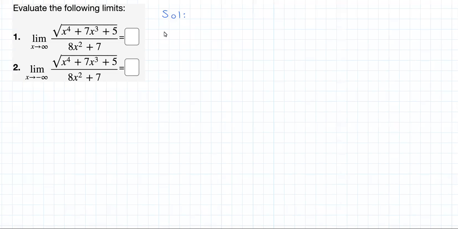Question number 1 is asking us to figure out what is the limit as x approaches infinity of a square root of x to the 4 power plus 7x cubed plus 5, all over 8x squared plus 7. First step, let's identify the largest power of the denominator in the sense of the exponent, that is x squared, right?